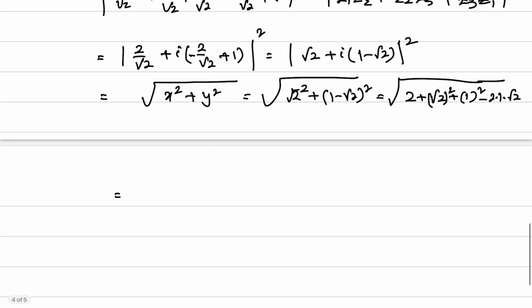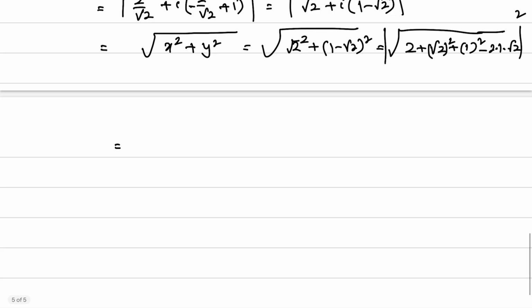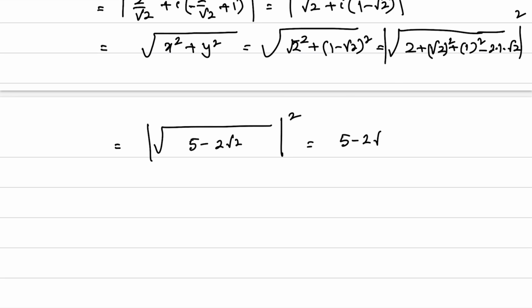Therefore, that value will be this whole square. Ultimately, 2 plus 2 is 4, 4 plus 1 is 5. This is nothing but the square root of 5 minus 2 root 2, whole square. That is nothing but 5 minus 2 root 2.